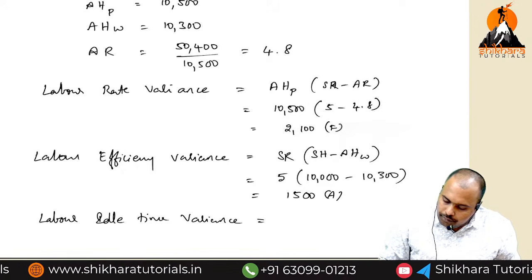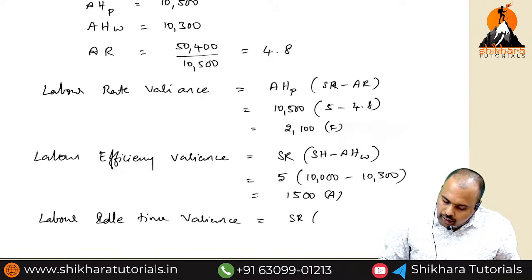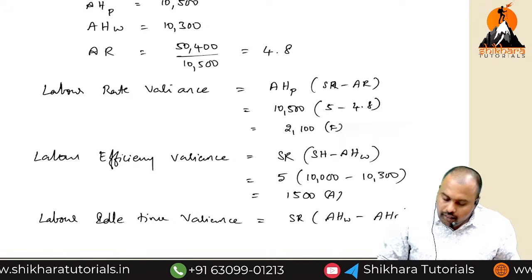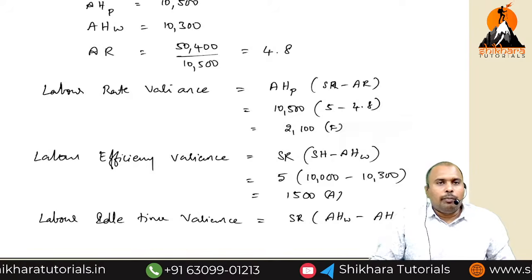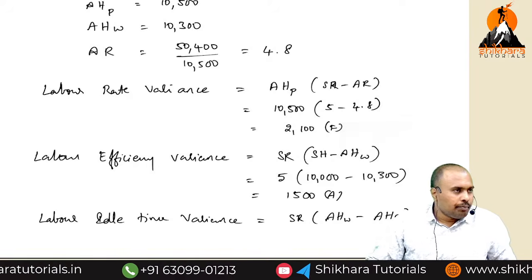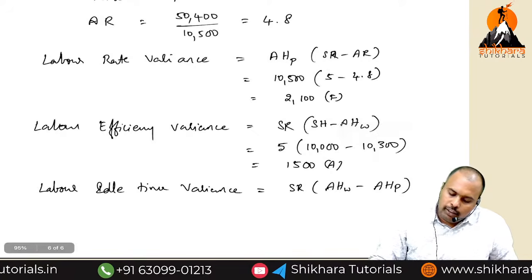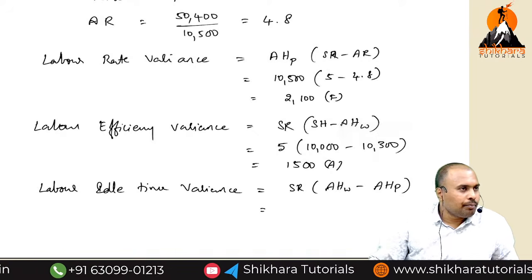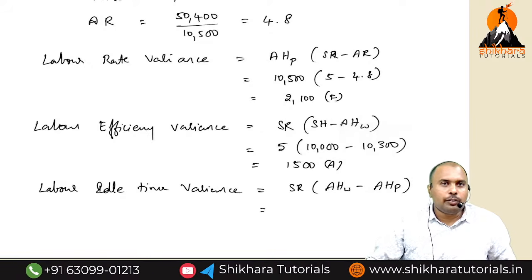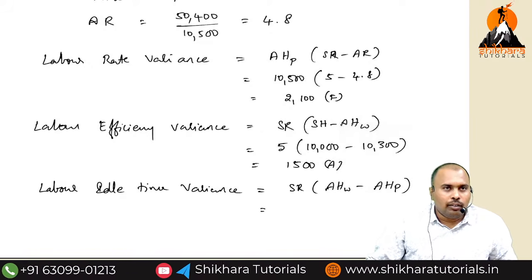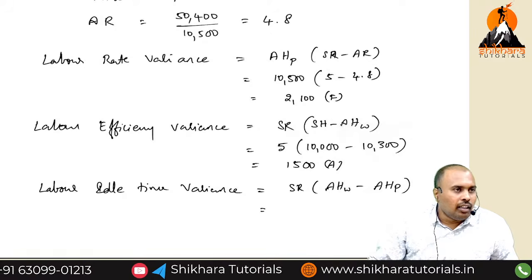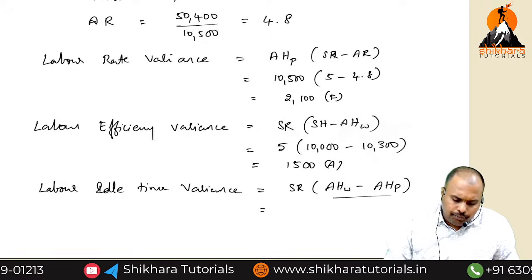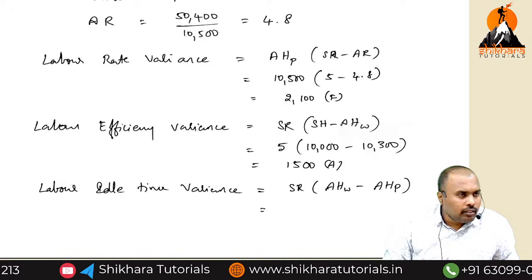Next, labor idle time variance is equal to standard rate into actual hours worked minus actual hours paid. Sir, if you forget the formula, worked minus paid or paid minus worked, remember idle time variance always has to be adverse. Due to idle time, definitely we won't get any favorable. Understood, right? Is idle time good anytime? No, right? So definitely it has to be adverse. Even if you forget this formula, never bother. It has to be negative. Clear?